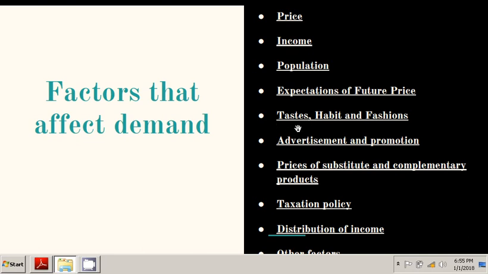The next factor is taste, habit and fashions. These factors also have an effect on demand of various products. The products which may be in fashion will be demanded more even at the same price or even the higher price. People tend to demand the products which are at fashion even if their price is increased.